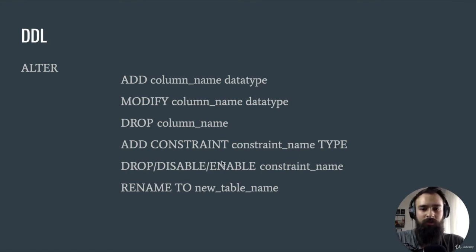We can drop, disable, or enable a constraint. So if we don't use a constraint anymore, we can drop it, or if we think that we may use it later, we can disable it, and when we actually need it, to enable it back. And the last thing, we can rename a table with the rename keyword to a new table name.